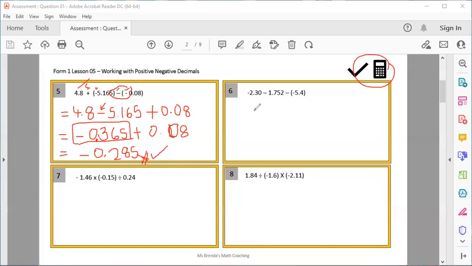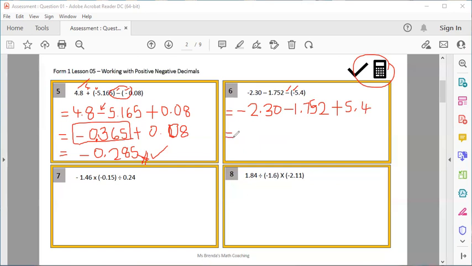Okay. Now, for number 6. Let's move on. Number 6. I want to open this bracket. So negative and negative is going to give me a positive. But I'm going to first copy my question. Negative 2.3 minus 1.752. And remember, negative and negative becomes positive, isn't it? So plus 5.165. Plus 5.4. After this, you use your calculator.